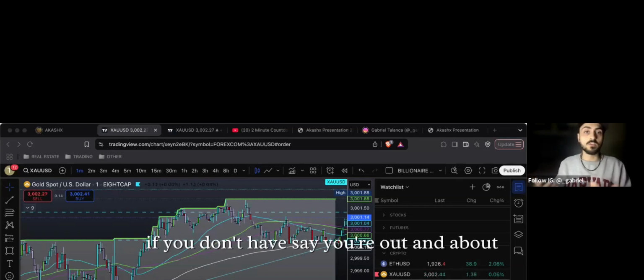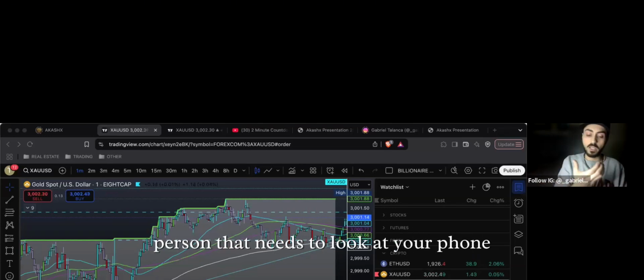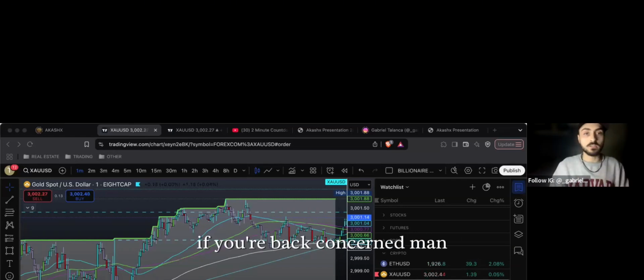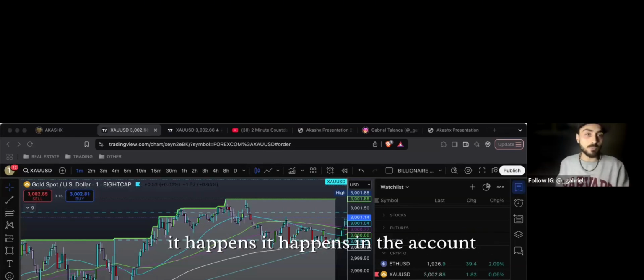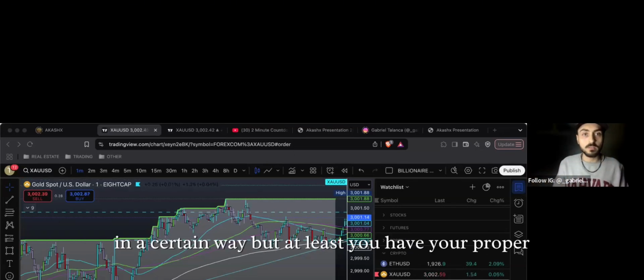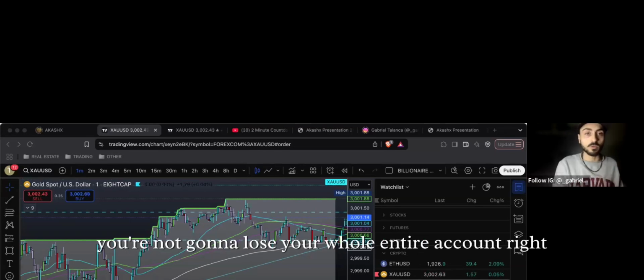Say you're out and about, you take that trade, right? But you're that kind of person that needs to look at your phone and watch this trade, but you're busy at work. If you're that concerned, man, move your stop loss to entry. So even if it hits, you're still either in profit or you're break even. It's things like that. Why do you guys want to see a negative? It happens in the account sometimes, but at least you have your proper risk management in, and you're not going to lose your whole entire account, right?